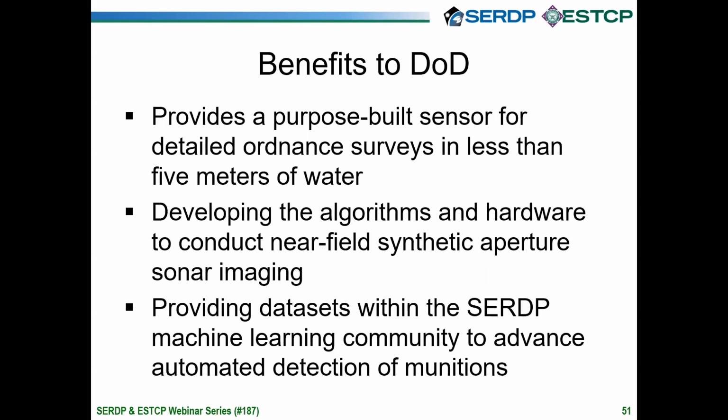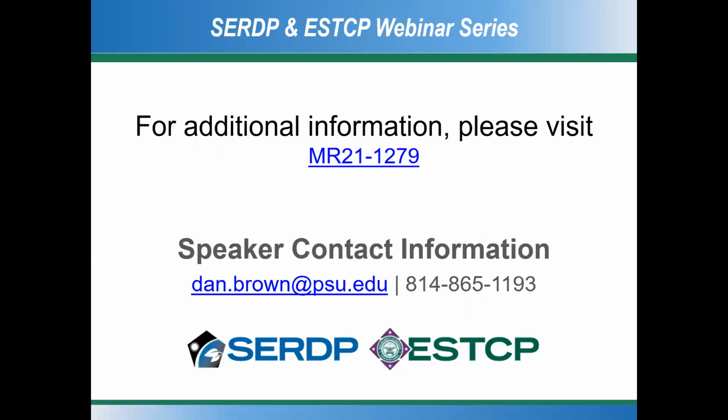The benefits to the Department of Defense are that we want to provide a purpose-built sensor for detailed ordnance surveys in less than 5 meters of water. That's our focus and our goal, and really the focus is heavily towards the shallower end of that. How can we push to water depths as shallow as 1 meter? We're continuing to develop the algorithms and hardware to conduct near-field synthetic aperture sonar imaging. So as we learn more about the sensor, as we improve our hardware, we are adapting and improving our algorithms. And then we're providing data sets within SERDP's machine learning community to advance the automatic detection of munitions.